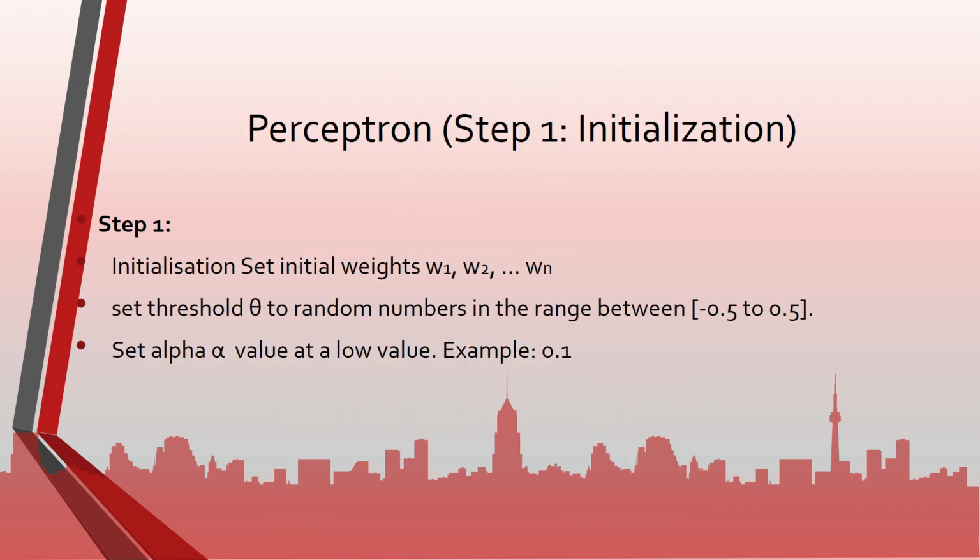All right, so let's look at the steps that are involved in a perceptron. Step number one, we will initialize all the parameters of the perceptron. The parameters are the weights, the threshold, and the alpha value. What is the alpha value? Alpha value is the learning rate of the neural network. The learning rate usually is set at a very low value, for example, 0.1. We will discuss later why the alpha value has a very low value. In our example, most of our weights and thresholds are set randomly between negative 0.5 and 0.5.